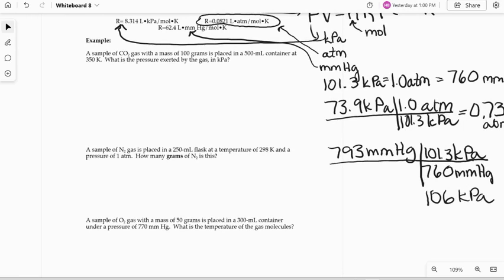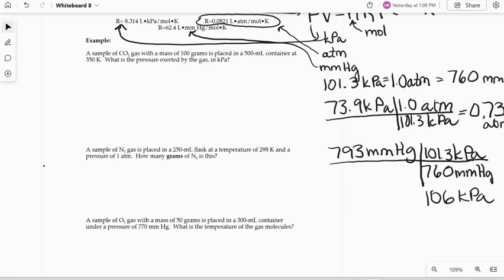Let's do our problems. A sample of carbon dioxide gas with a mass of 100 grams is placed in a 500 milliliter container at 350 K. What is the pressure exerted by the gas in kilopascals? Now, I told you I typically change from kilopascals to atmospheres when I'm doing these problems, but I'm going to do them for you now because you might decide you just want to use the different versions of R, which is fine too.